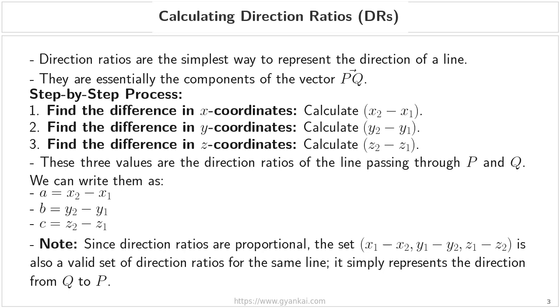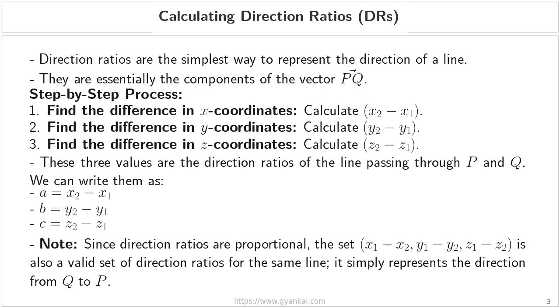Now, here is an important note to keep an eye on. Because direction ratios are proportional, the order of subtraction doesn't change the line itself. So, the set of x sub 1 minus x sub 2, y sub 1 minus y sub 2, and z sub 1 minus z sub 2 is also a perfectly valid set of direction ratios. The only difference is that this set represents the direction of the line moving from Q back to P instead of P to Q.